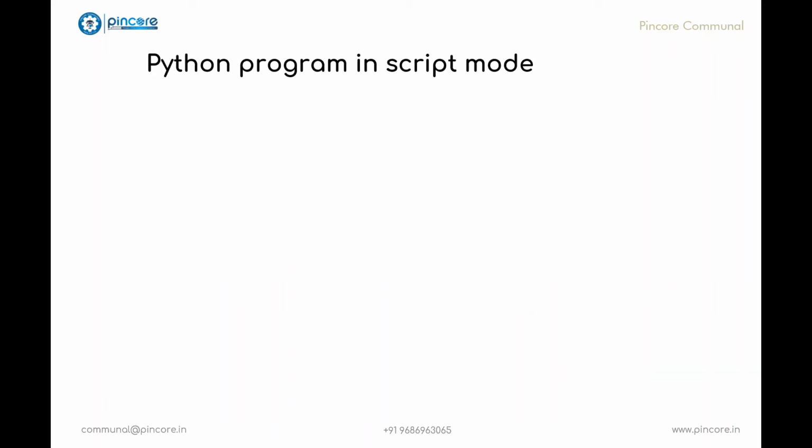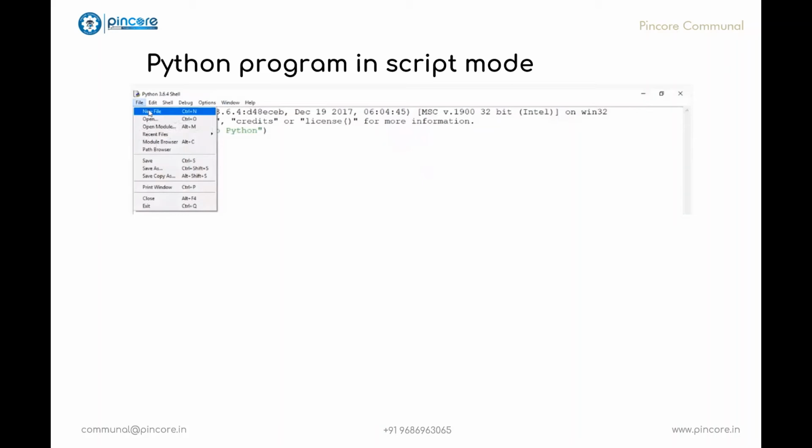Now we will see how a Python program works in script mode. First, for instance, we will just create a folder on the desktop and name it script mode, since we are working with this method. Now on the same screen at the top we can see a menu option named File. When you click on it, select the first option, that is New File. Now we will write the same code that was written before, that is print followed by the hello Python text within double quotes.